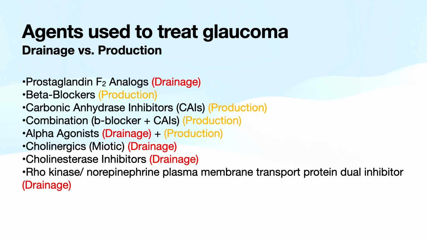And lastly, we have a newer class of agent called a rho kinase norepinephrine plasma membrane transport protein dual inhibitor, which also enhances drainage. Now, in this lecture, we're not going to talk about individuals, but we will focus on drug classes.